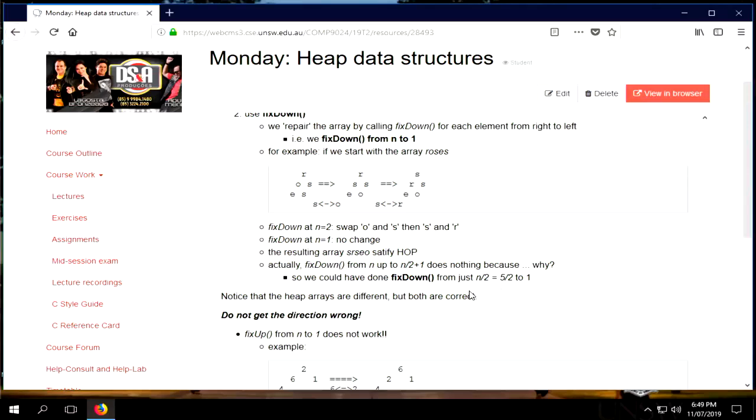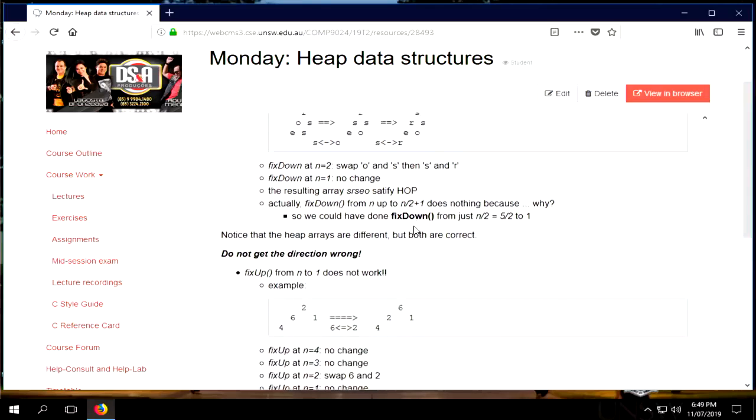Okay, and then that sort of means, well, I suppose it doesn't really mean much, because you still need a loop. It just means that the starting position in the loop is not going to be index n, it'll be n divided by 2.